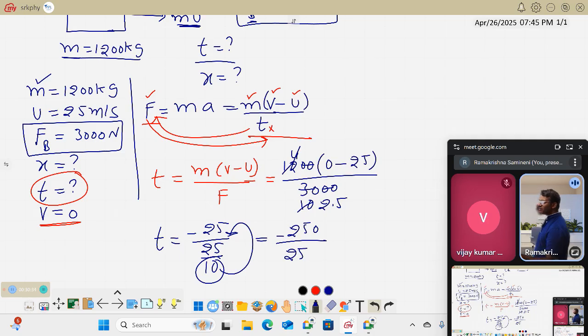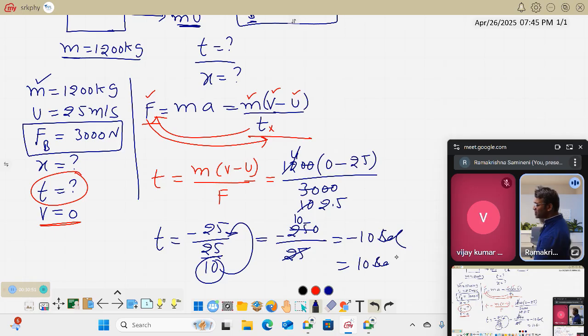So how many times will it go? 25 ones are 25, 25 zeros are 0. That is nothing but minus 10. Okay, what does this minus indicate? Time can never be negative. That means here time is equal to 10 seconds only. Time is equal to 10 seconds.